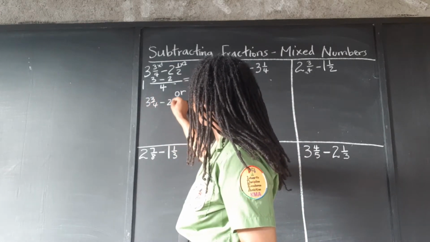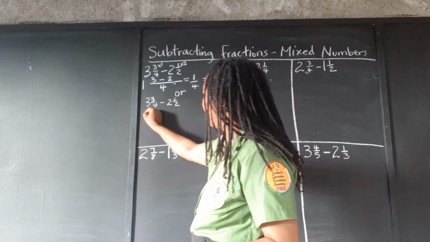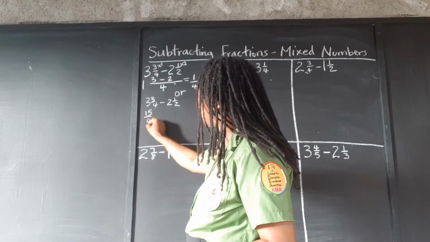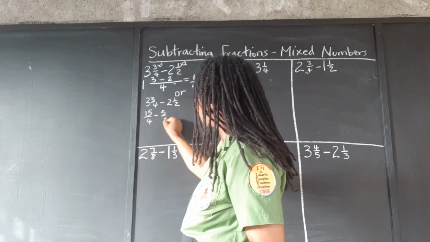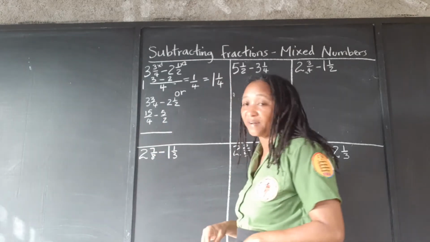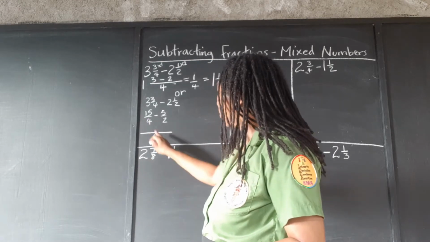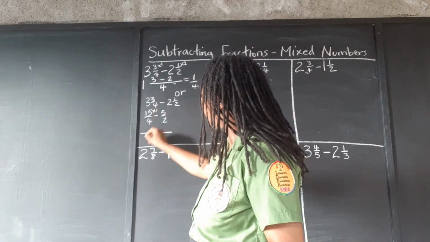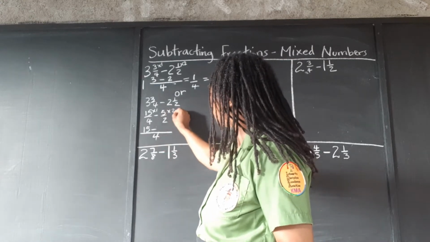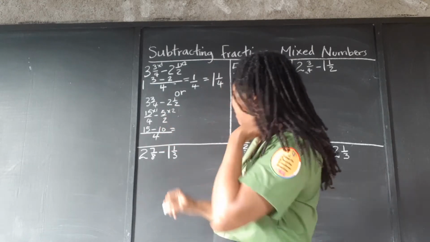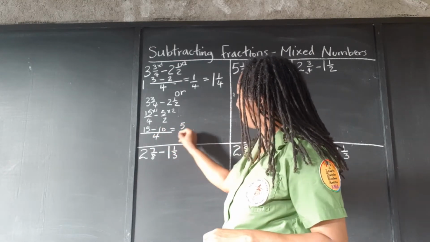So now we're going to use the second method, which is to change the mixed numbers to improper fractions first. So 4 3s 12 plus 3, 15 over 4. 2 2s 4 plus 1, 5 over 2. We're still going to need to find the LCM of 4 and 2, which is 4. 4 goes into 4 1 time, 15 times 1 is 15. 2 goes into 4 2 times, 5 2s are 10. And 15 take away 10 is 5 over 4.